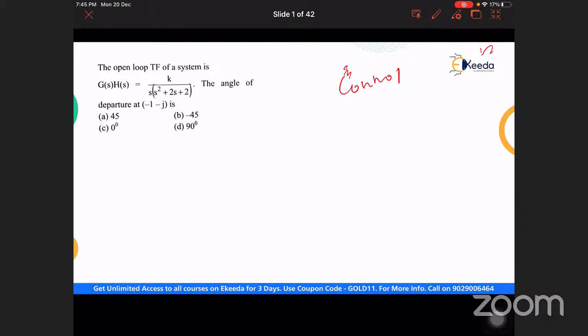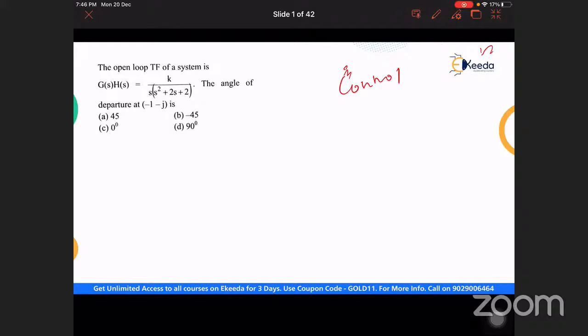We have got an open loop transfer function. The question: the open loop transfer function of a system is G(s)H(s) equal to K upon s(s squared plus 2s plus 2). The angle of departure at -1 minus j is what? That is what they are asking.